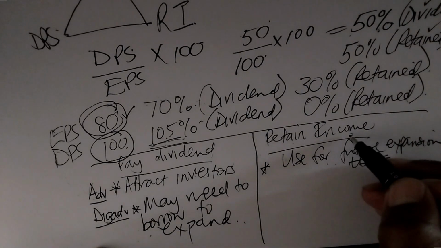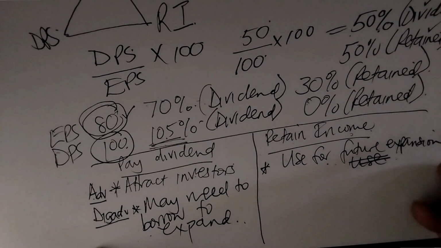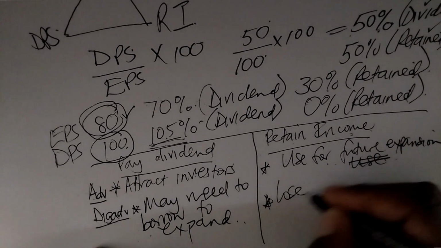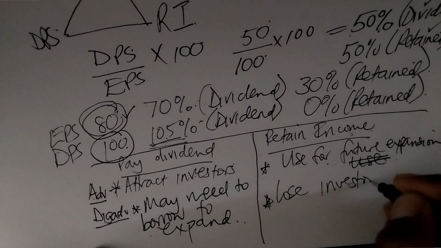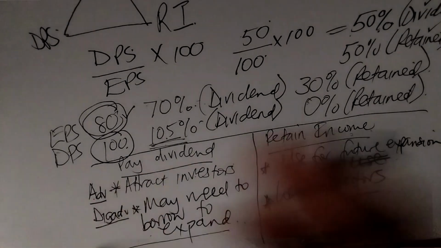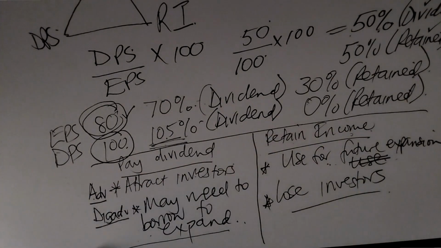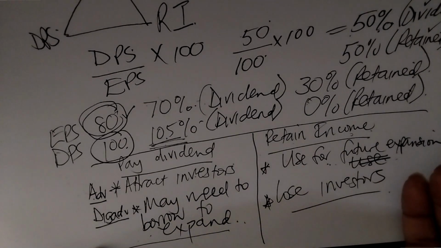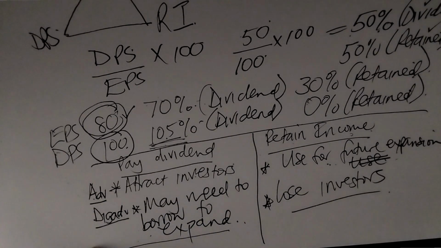Now, the advantage of retaining income is that you can use it for future expansion and you avoid borrowing, but the disadvantage is that you may lose what? You may lose short-term investors that would want to make a lot of money, or that are speculative and want to make a lot of money now. So whether you pay dividend or you retain income, it has its advantage and its disadvantage. So how you respond depends on which angle you want to take.